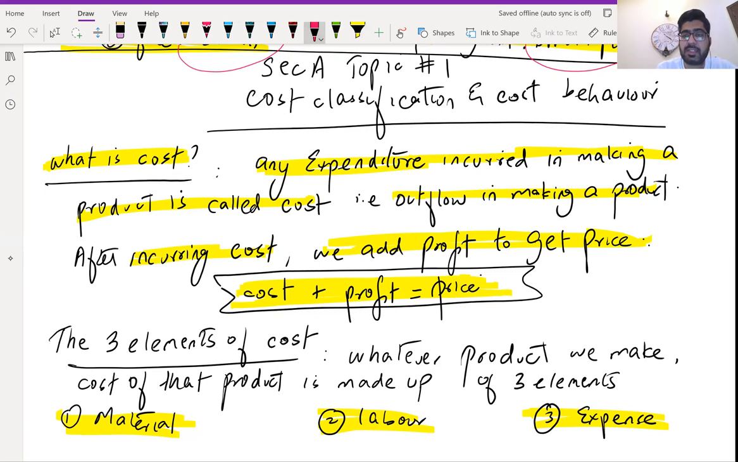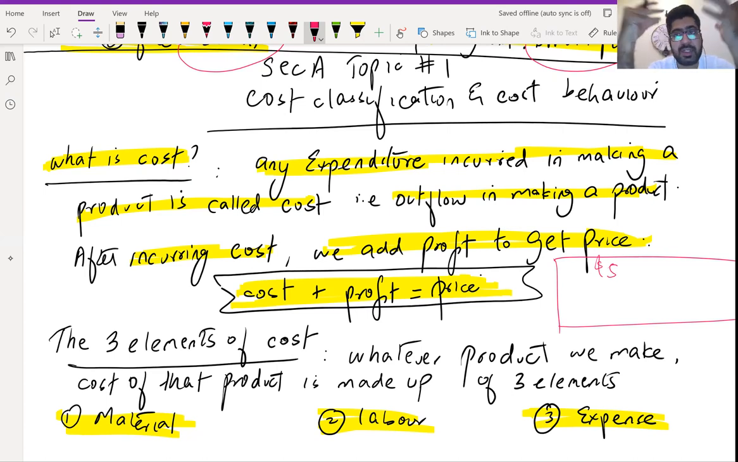For example, consider a bakery owner, which I gave you the first example. He incurred $5 in making the cake, that's cost. Will he sell the cake for $5? No. He will add some profit. Let's suppose $3 will profit. What will be selling price? $8. Okay. Let's suppose a pizza shop owner spent $20 in making a pizza, that's cost.